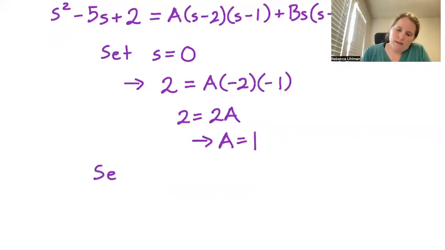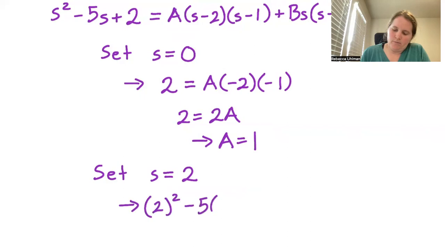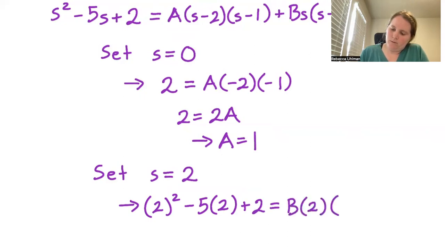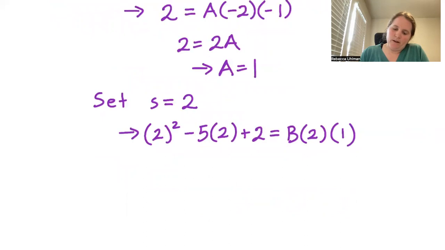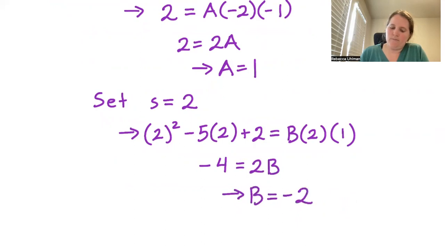If we set s equal to 2, then we are looking at 2 squared minus 5 times 2 plus 2 is equal to B times 2 times 2 minus 1, which would be 1. And so we have 4 minus 10 plus 2 should be a negative 4 is equal to 2B. And we get therefore that B is equal to negative 2.